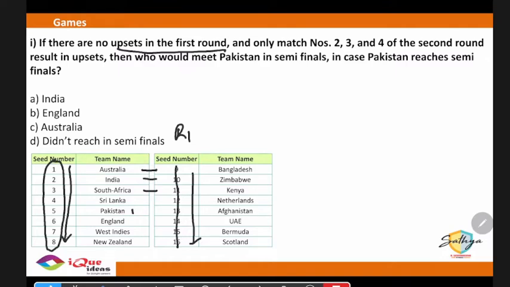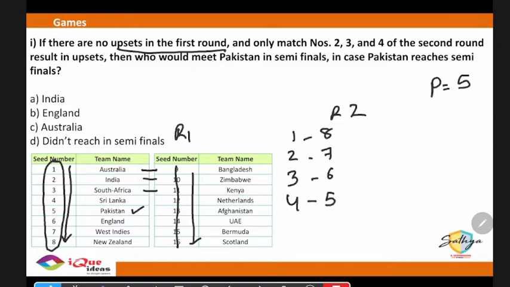Now I have to go with Pakistan, and we have to remember that Pakistan is at number 5. So in round 2, I'm going to have 4 matches, and the matches are going to be between 1, 2, 3, 4, 5, 6, 7 and 8 in this order. Now it says that numbers 2, 3 and 4 of the second round result in upsets. That means these three are upsets and this is not. So when it comes to round 3, the first one is 1, then between 2 and 7, 7, between 3 and 6, 6, between 4 and 5, 5. So that means in this order, 7 and 6, 1 and 5 will be playing.